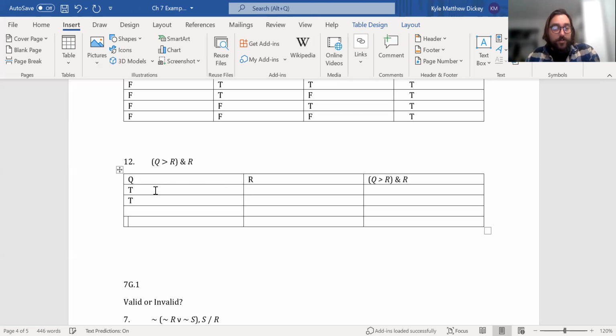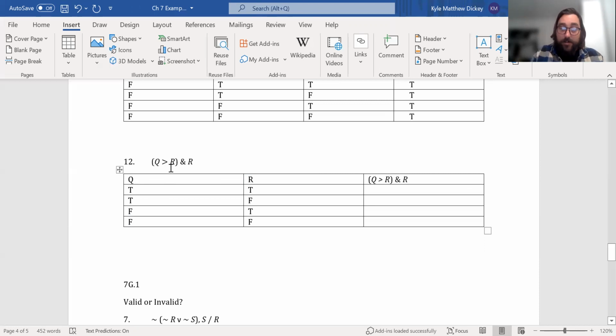True, true, false, false, and R is true, false, true, false. Why do I only need 4 rows here? Well, because I've only got 2 sentence letters, right? The trick is 2 to the n, where n is the number of sentence letters. So here, 2 to the 2nd power is just 4.